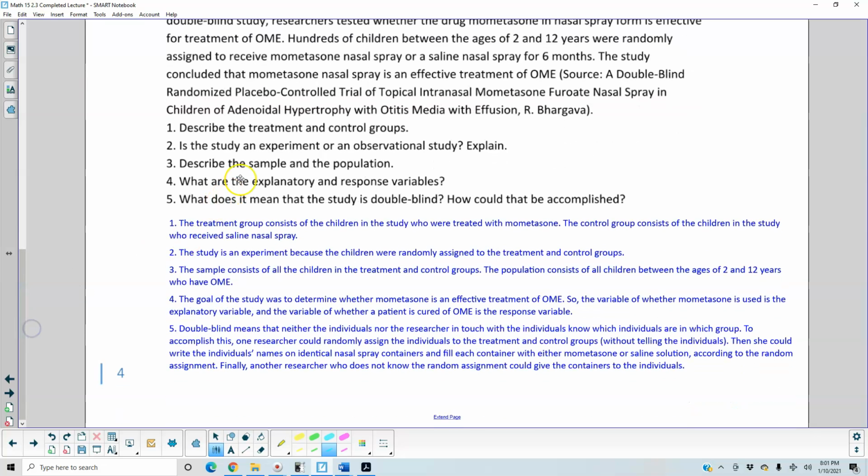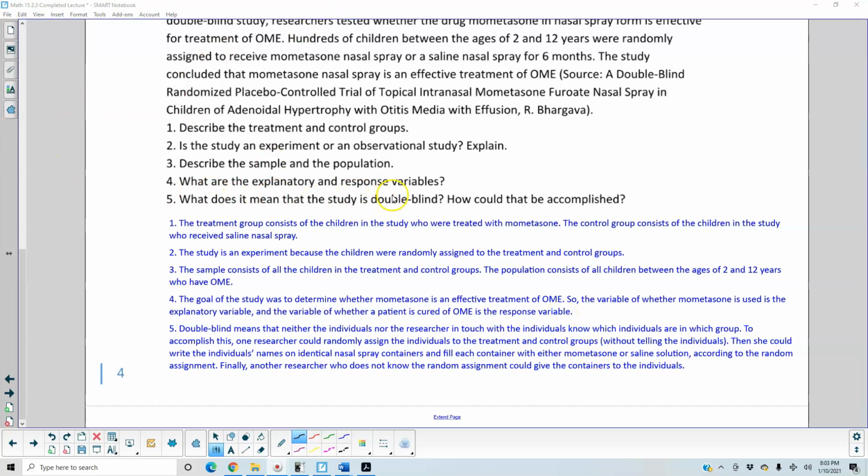Number 4, what are the explanatory and response variables? The goal of the study was to determine whether mometasone is an effective treatment of OME. So, the variable of whether mometasone is used is the explanatory variable. And the variable of whether a patient is cured of OME is the response variable.